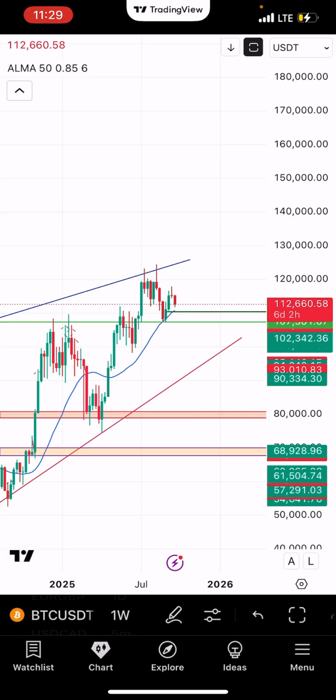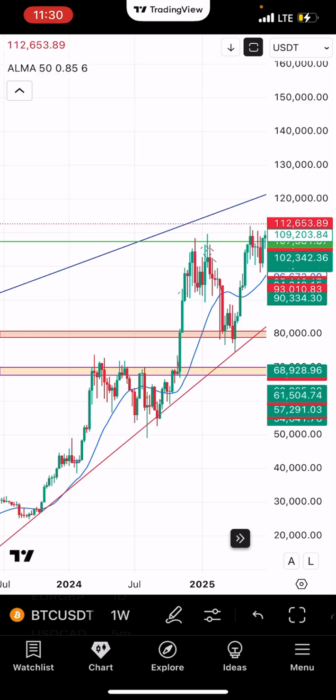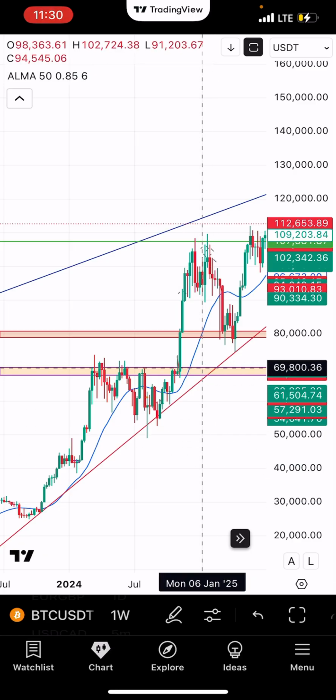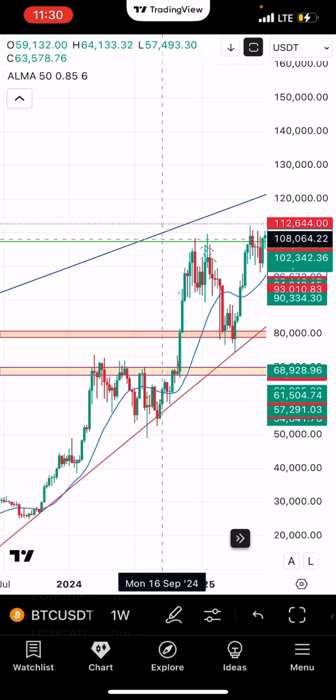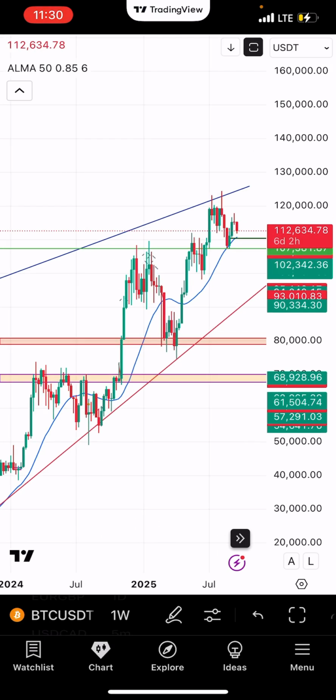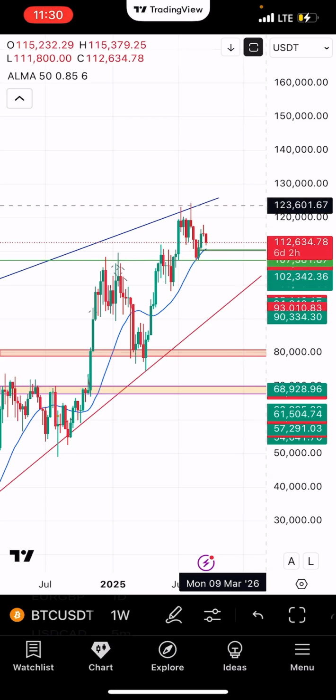From a 1 week time frame, if you look closely, we see BTC retraced from here, broke this resistance up to here, retraced back, broke this resistance too, up to here, and retraced back to that resistance it broke, making it a very strong support.